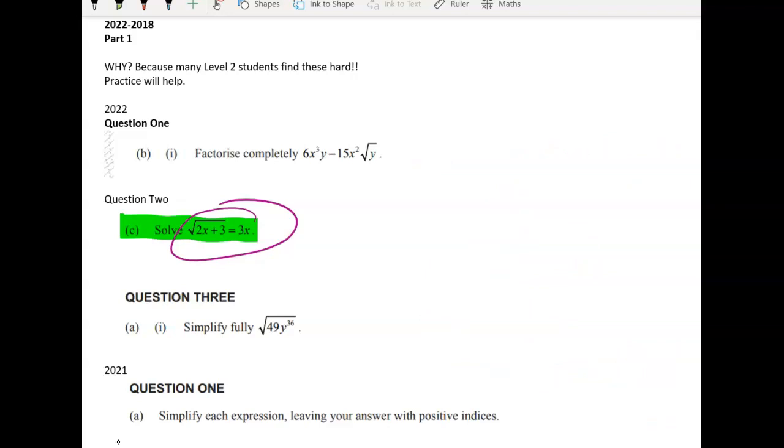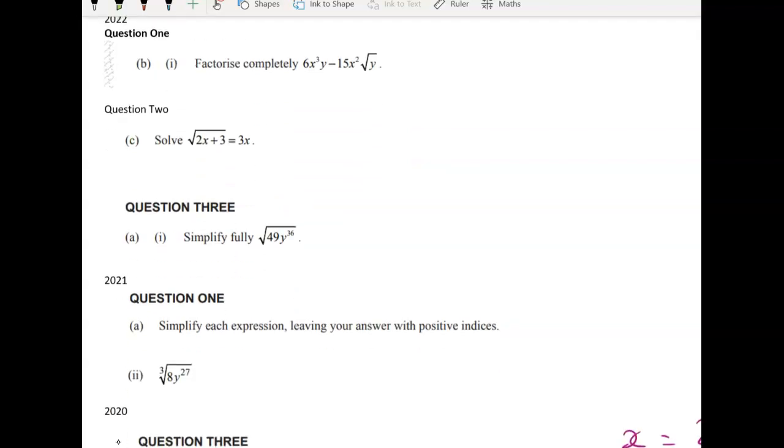Okay, well, I'm up to 9 minutes already, and I'm only just through 2022, but they get a bit easier from here. So question 3 was one where we just had to simplify fully this expression. Right, okay, so the square root of 49 times y to the power of 36 is one that we should be able to do just by looking, and we get 7 for the square root of 49, and then we get y to the power of 18.